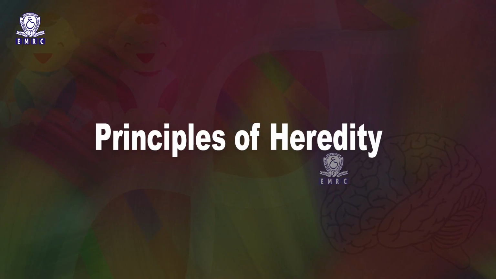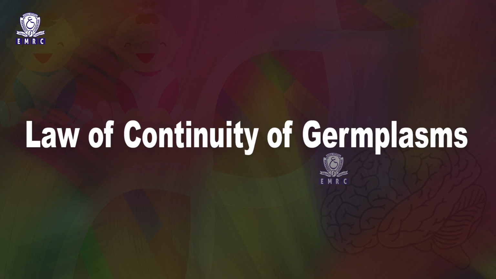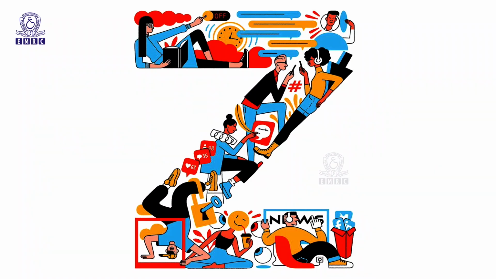There are certain principles that are derived from the influence of heredity. Principles of heredity. Law of continuity of germ plasm. This principle indicates that a temporary deformity in a living being does not affect the upcoming generation.